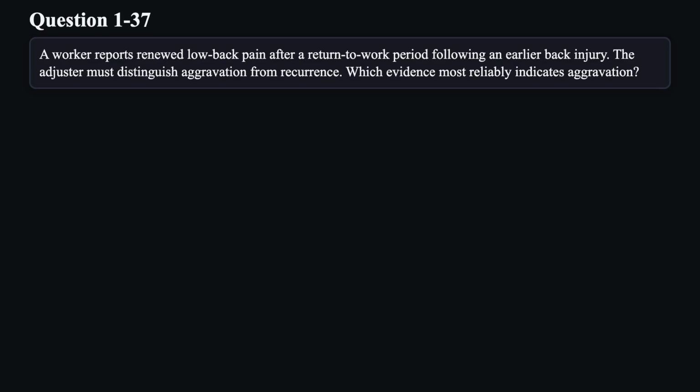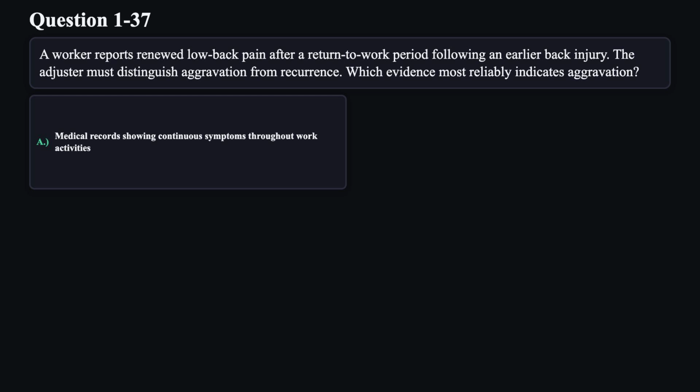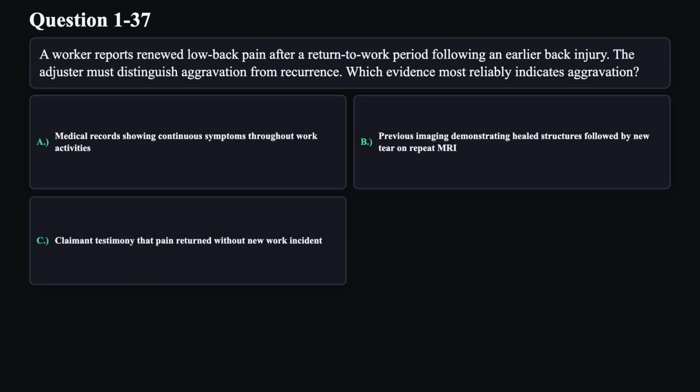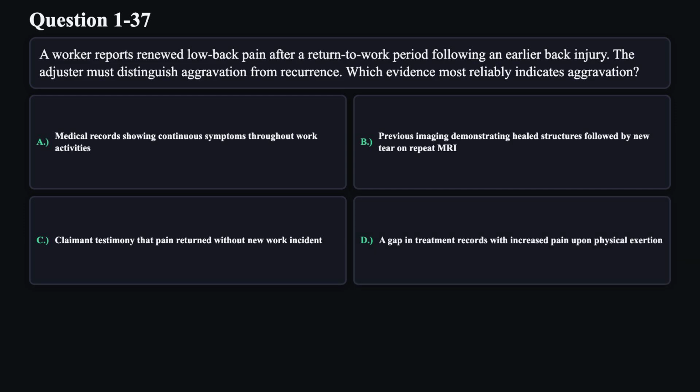Question 37. A worker reports renewed low back pain after a return to work period following an earlier back injury. The adjuster must distinguish aggravation from recurrence. Which evidence most reliably indicates aggravation? A. Medical records showing continuous symptoms throughout work activities. B. Previous imaging demonstrating healed structures, followed by new tear on repeat MRI. C. Claimant testimony that pain returned without new work incident. D. A gap in treatment records with increased pain upon physical exertion.